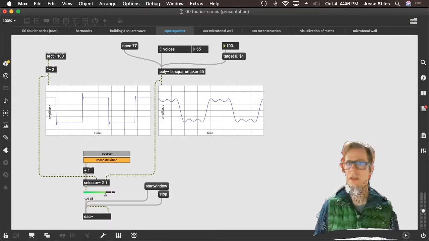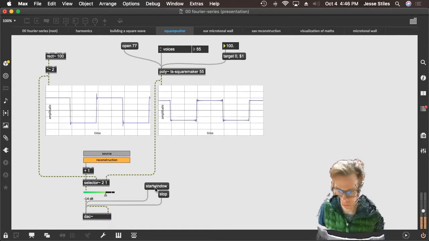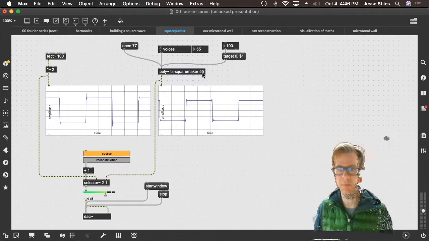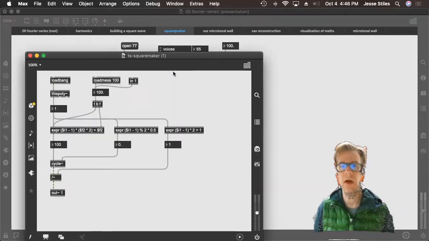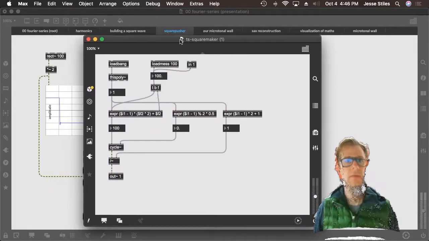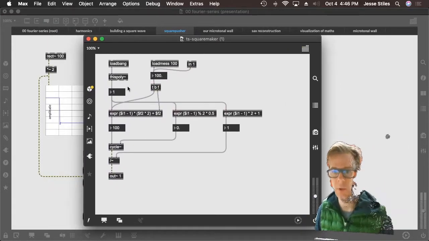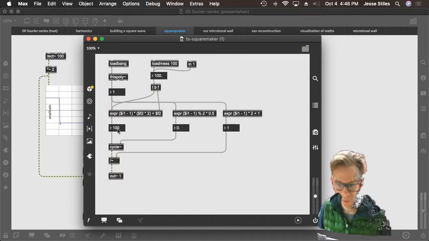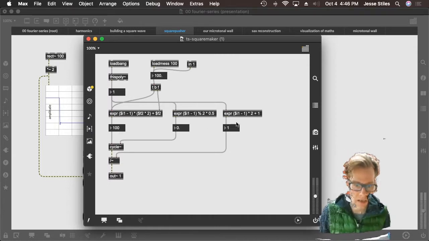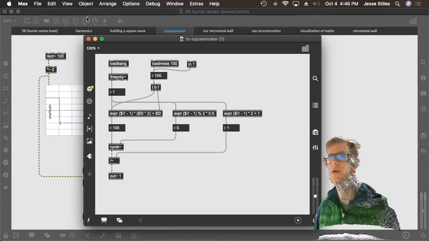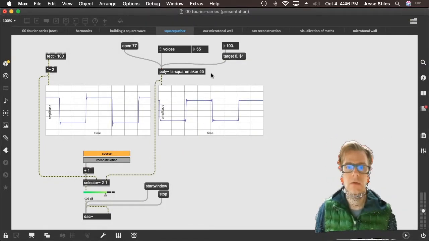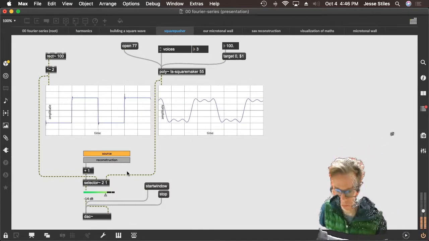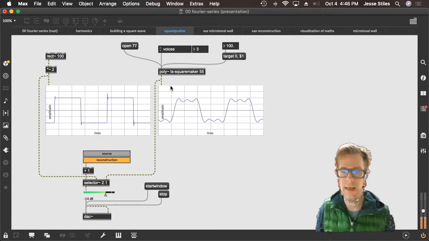So poly~, we looked at this during one of our in-class exercises. This is a system where we can make multiple instances of some base patch. So if we double-click poly~, you can see my base patch. And it's using this poly~ object to report the instance number. And then it does some math using expr to set the frequency, the phase, and the attenuation value of many different sine waves. So let's tell poly~ that we want 3 copies of this base patch.